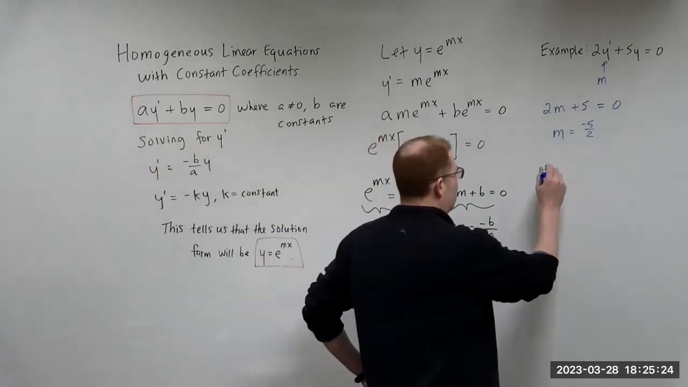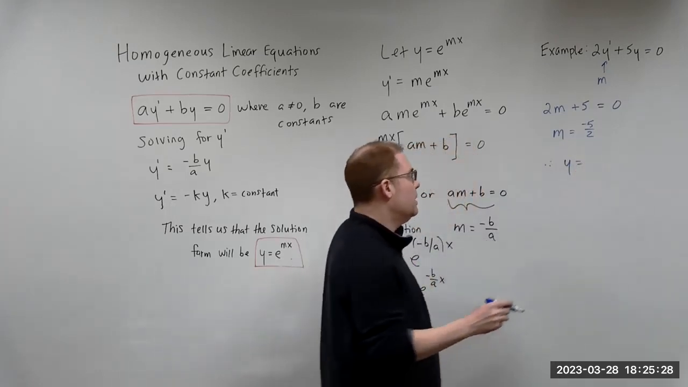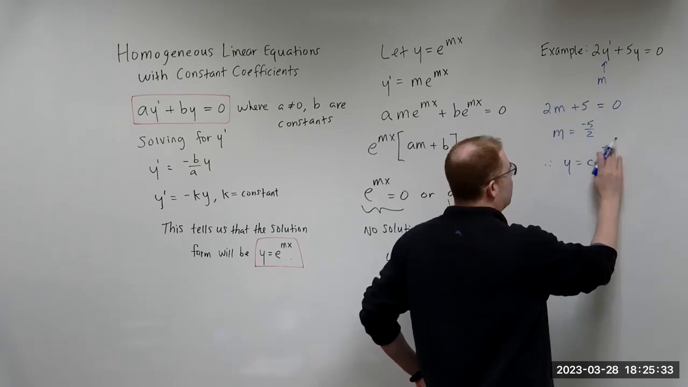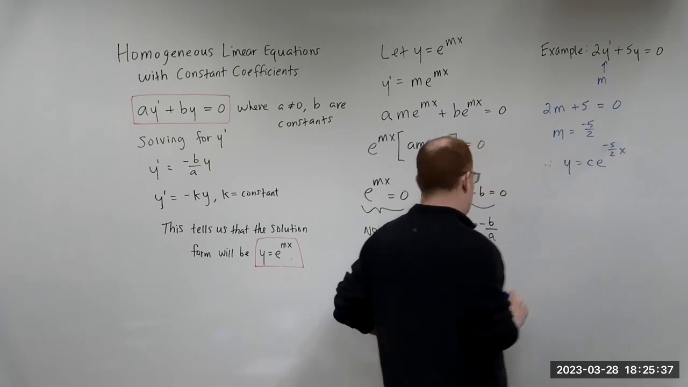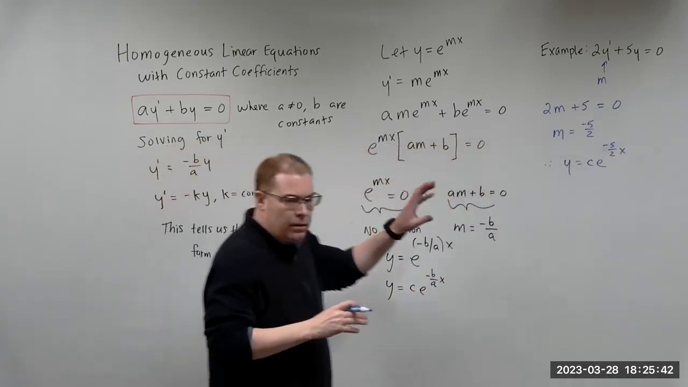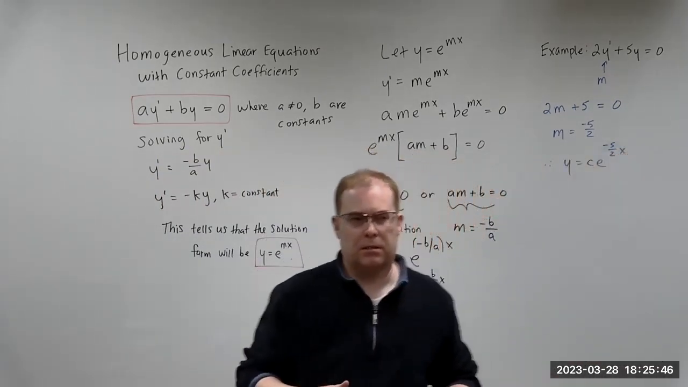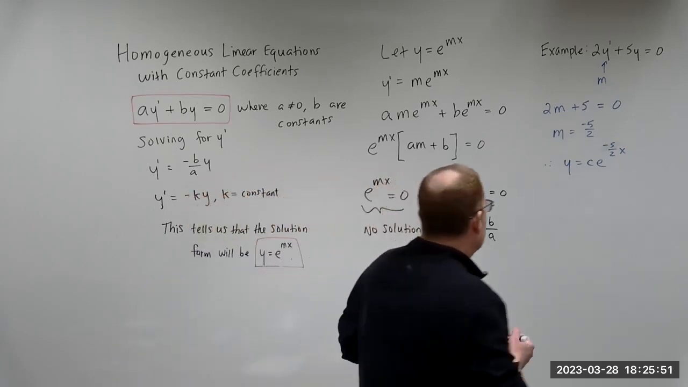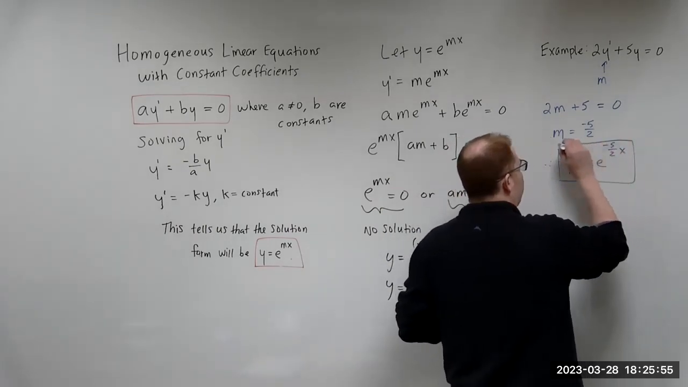So therefore the general solution is going to be y equals c times e to the minus 5 halves x, just plugging it into here. So that's another way we can solve a first order homogeneous linear differential equation. All right, so we have our solution here.